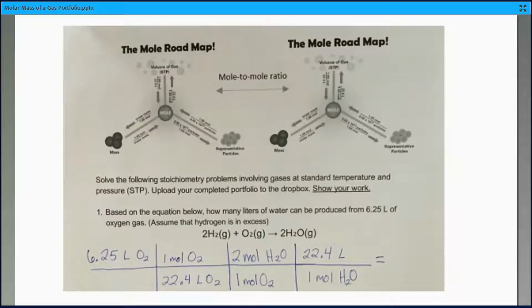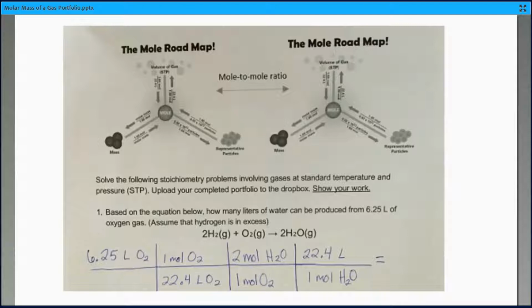So your page should look a little something like this. The very first question, well, both of these questions are stoichiometry problems, so that's why you see the mole roadmaps at the top. This is information that we ended first semester with, and it continues into second semester.